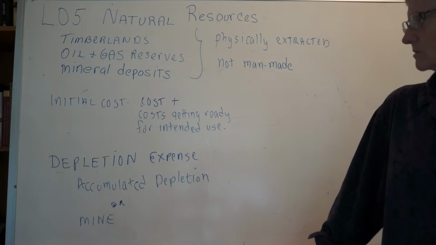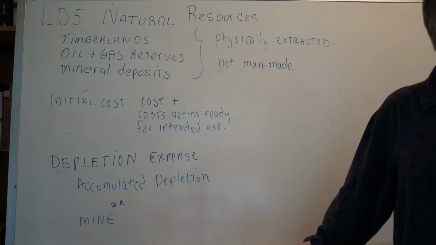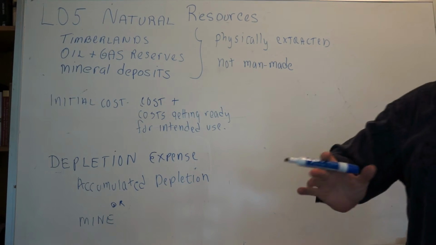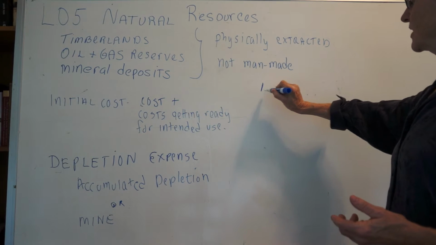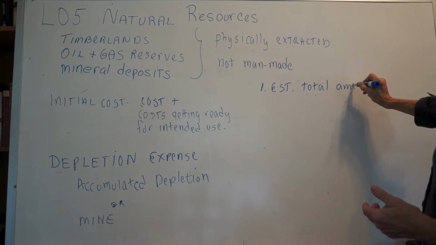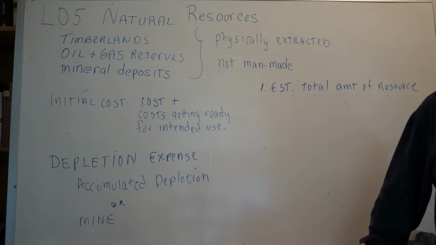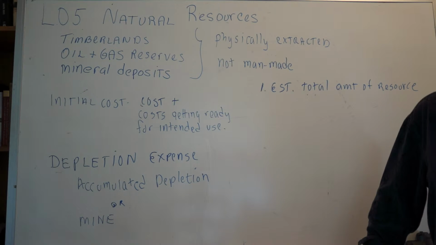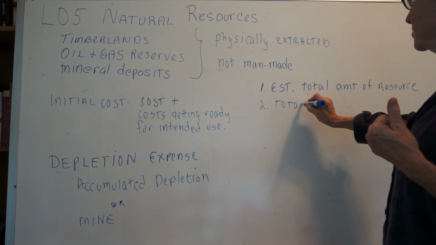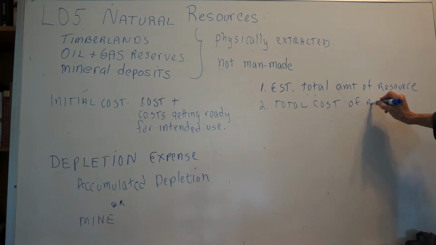Okay, so as with calculating depreciation, it has to be rational and systematic, and we're generally going to use a units of activity method to do this. And so the first step in figuring it out is you have to estimate the total amount of the resource. What other information do you need? You need the total cost of the resource. You've probably got that. This will be an estimate.